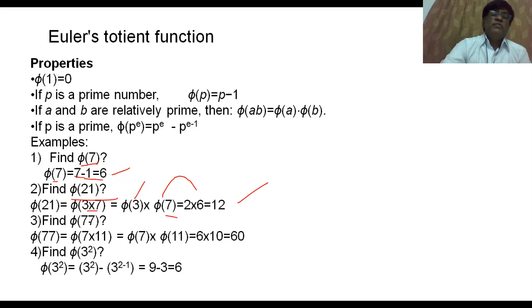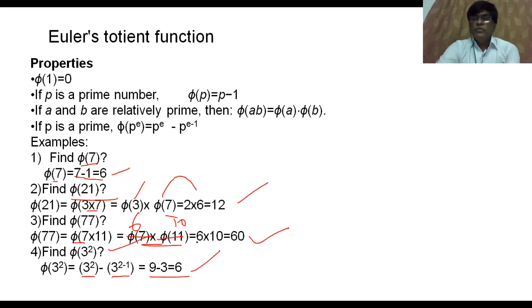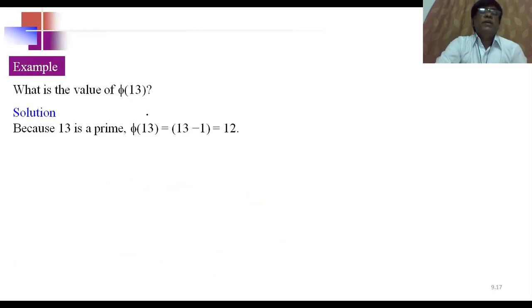And phi of 77. So phi of 77 is equal to phi of 7 into 11, so it is phi of 7 into phi of 11. Both are primes. That's why its value is 6 into 11 minus 1, 10, so it is equal to 60. And what is the phi of 3 square value? Phi of 3 square is 3 square minus 3, that's why 9 minus 3 is equal to 6. So these are some of the examples. And what is the phi of 13? Since it is a prime number, phi of 13 is equal to 13 minus 1, which is 12.